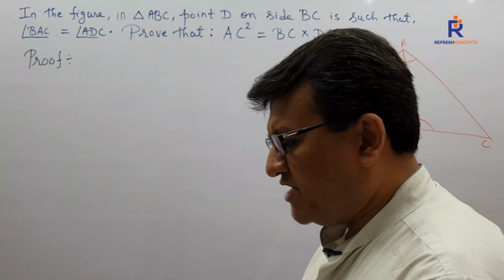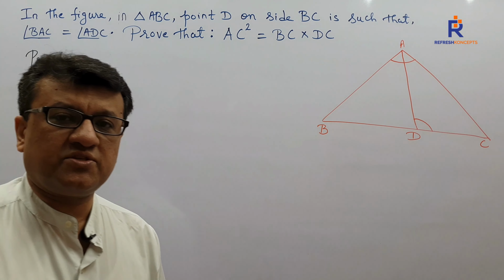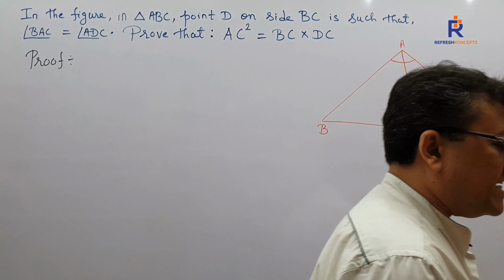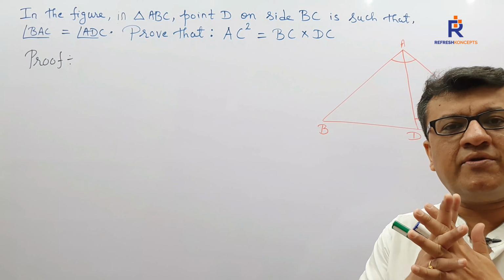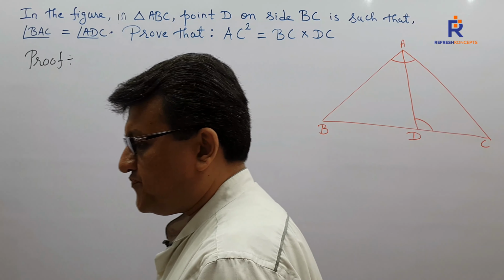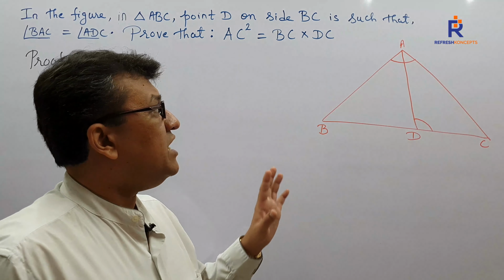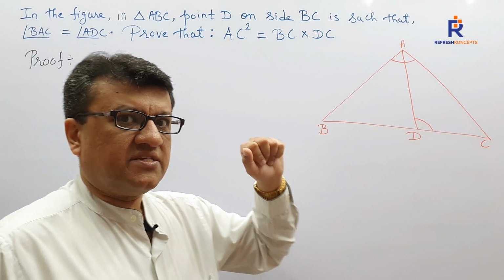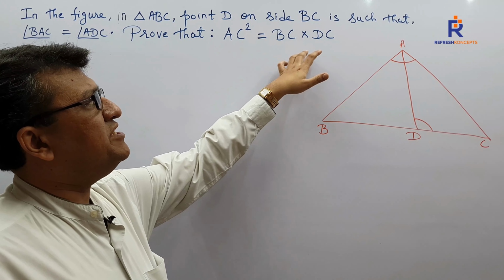Now children, I would like to give you one tip. One tip has already been given to you in the earlier sums which we have done. What was the technique given to you? Whenever the figure is a merged entity, we need to demerge it. Very soon we are going to do that also. In the previous one also we have done this. Here also, AC square is BC into DC.